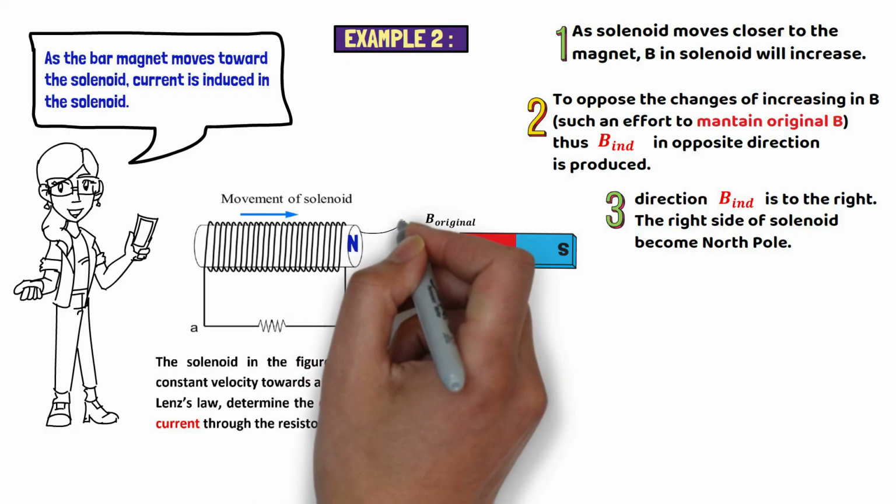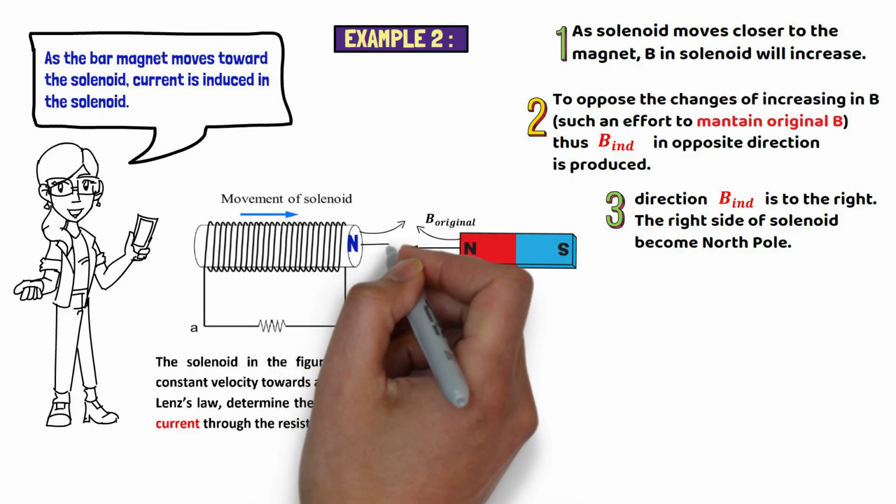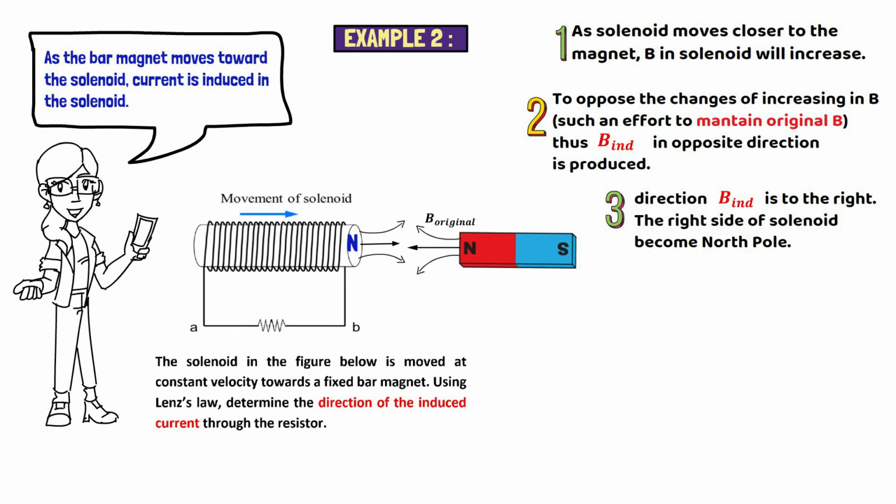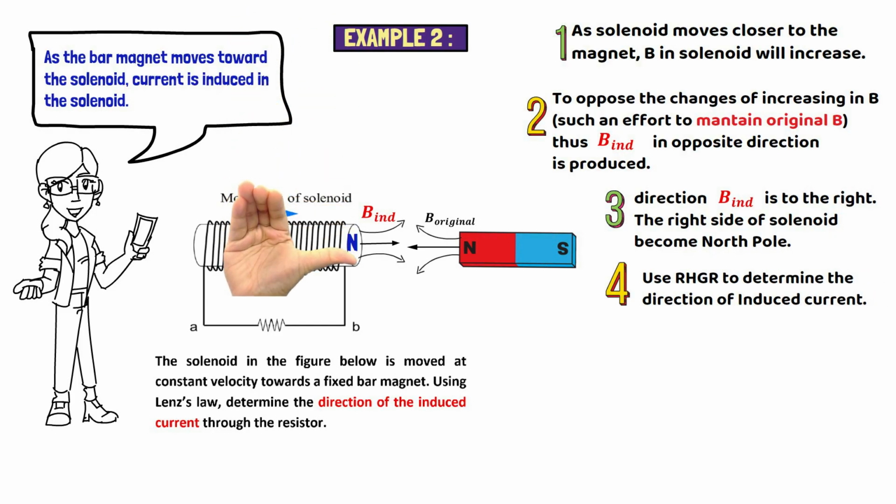Okay, jadi untuk mendapatkan direction of the induced magnetic field kita ke kanan. Okay, so bahagian kanan solenoid itu kita boleh labelkan sebagai north pole. So bila kita lukis magnetic field line macam ni, jadi kita boleh nampak, yes, the direction of the induced magnetic field lines would be opposite direction as the original magnetic field. So in order to determine the direction of the induced current through the solenoid or through the resistor, okay, number 4, use your right hand grip rule to determine the direction of the induced current.